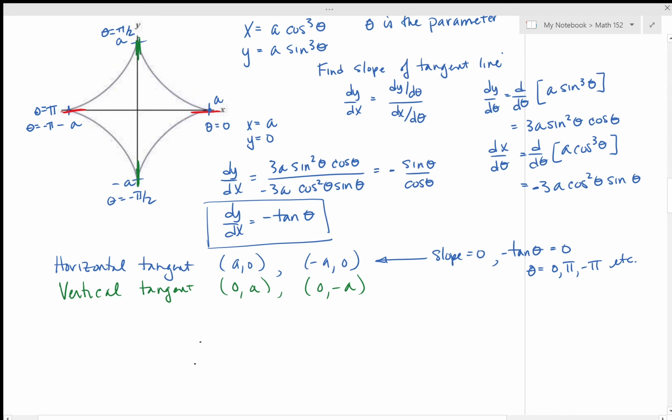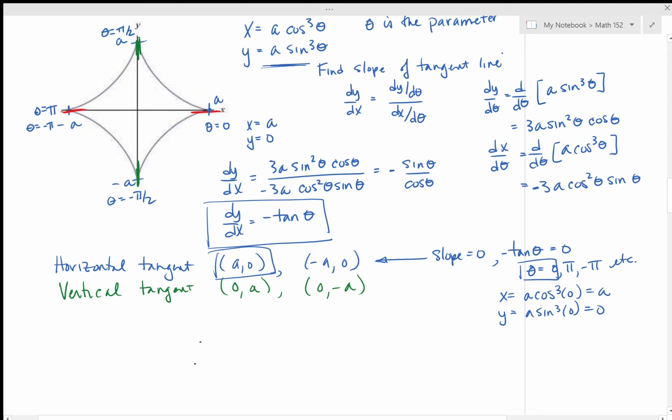Now, of course, because I know how to calculate x and y, I can calculate the x and y coordinates. I'll just do this for one of them. I'm going to take this guy here, and I'm going to say, okay, what is the x coordinate? The x coordinate is going to be a times cosine cubed of 0, and that's a. And y is going to be a times sine cubed of 0, and that's going to be 0. So I get this thing right here. Okay, all right, so that's the horizontal tangent.